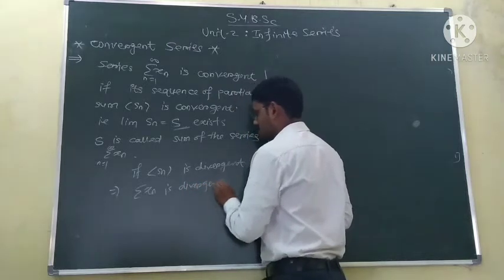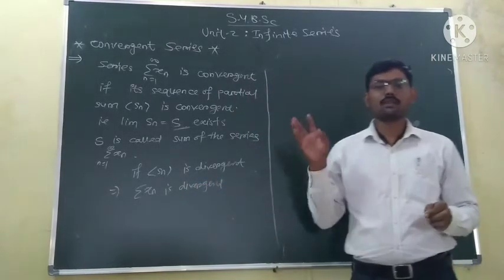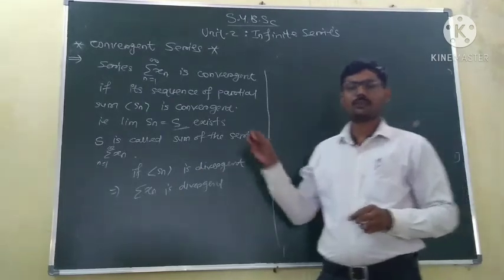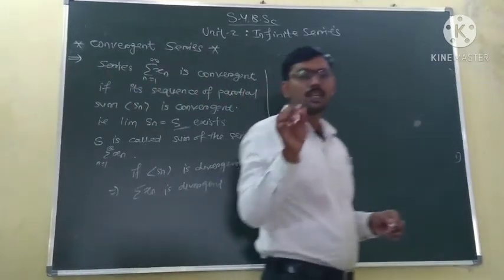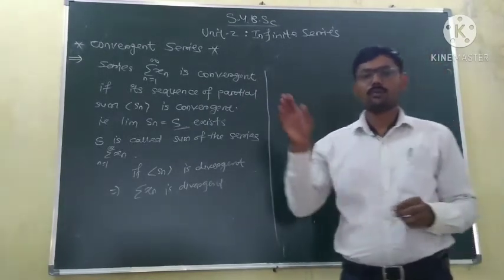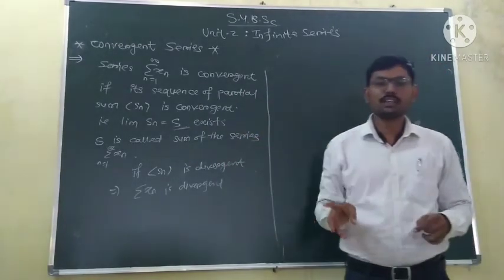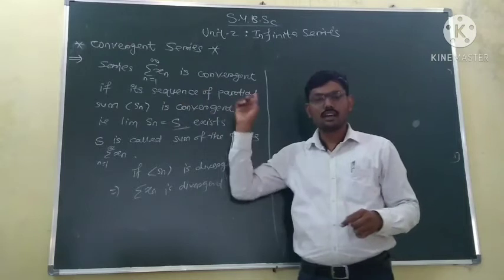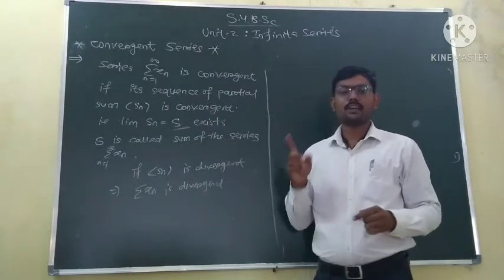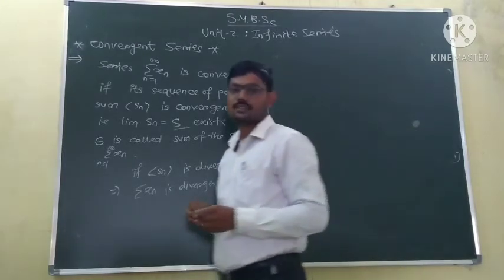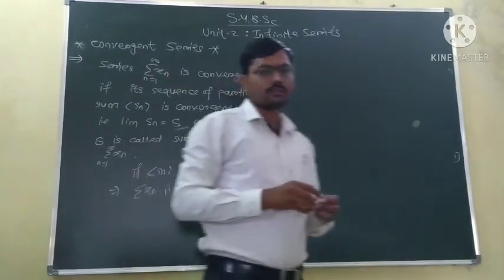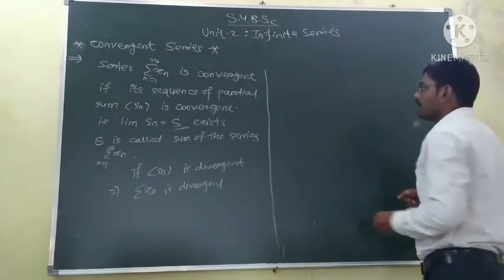Okay, and divergence to plus or minus infinity. So this is the first criterion for convergence of a series, and that is, if the sequence of partial sums for the series is convergent, then this given series is convergent, and then the limit is said to be the sum of this series. Okay? We will see some examples. Okay, now the first example we will see.